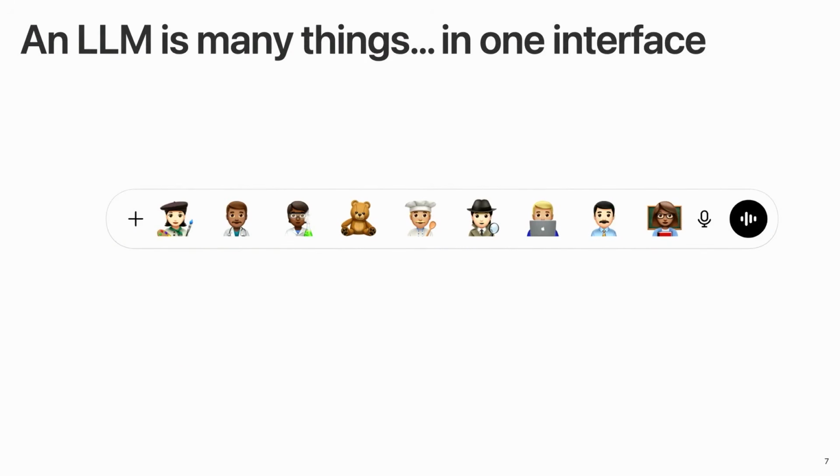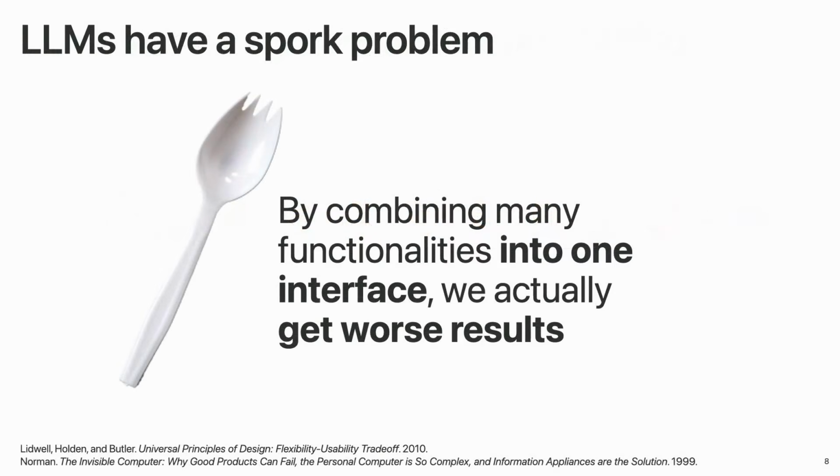And I think that's a problem because it's all squished into one interface with an identical input interaction, no matter what we're doing, and we end up with these generic outputs from the model. And I call this a spork problem. By combining many functionalities into one interface, we actually get worse results.